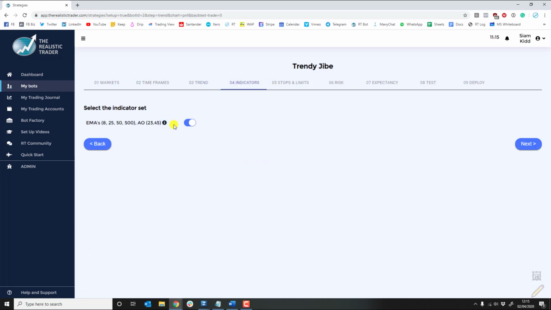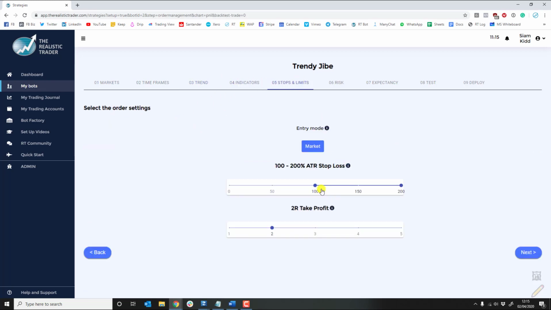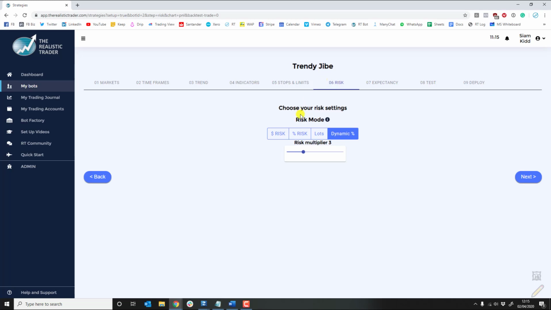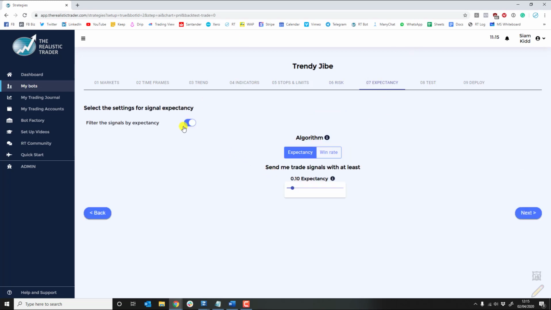Trend, yet both indicators on. Stop loss, 100 to 200 ATR is best, and then actually a 1 hour take profit is best. Risk, in fact, I'll show you something here which is interesting. So let's just stick it at 1% max risk per trade, and then we'll come back to this. Yeah, leave it at 0.1 expectancy, that's the best.